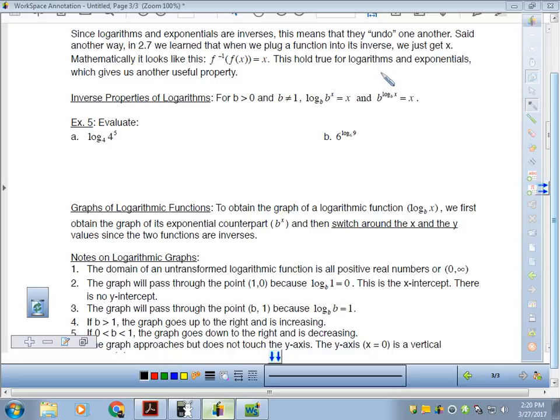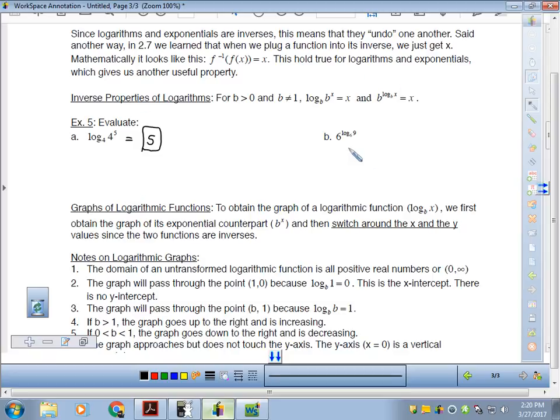Similarly, if you take a logarithm and you plug it into an exponential, the exponential and the logarithm cancel each other out and you end up with just x. So because exponential functions and logarithmic functions are inverses of each other, they cancel each other out. And so we can apply that here in example 5. It asks us to evaluate log base 4 of 4 to the 5th power. This is a logarithm with a base 4. This is an exponential with a base 4, so they will cancel each other out. And all that gets left over is that exponent, 5. Pretty straightforward.